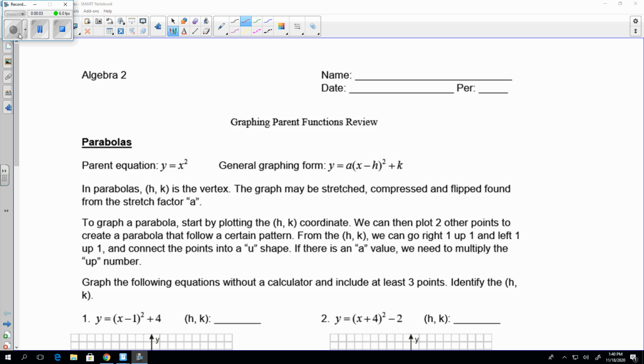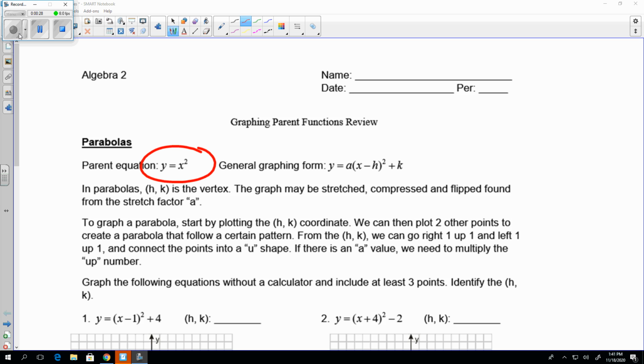Alright, this video is to review some graphing parent functions. So this is from a topic from chapter 2, and we're just going to review 3 of these parent functions. We're going to do parabolas, square roots, and absolute value. Okay? So parabolas are quadratic equations. The parent equation, or like the basic equation, is y equals x squared.